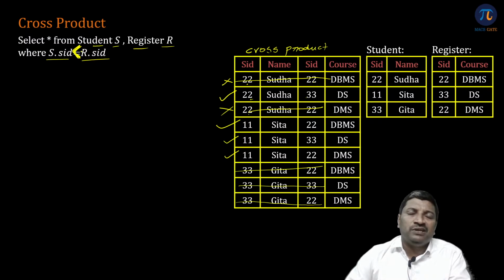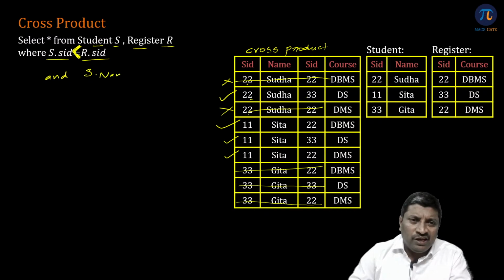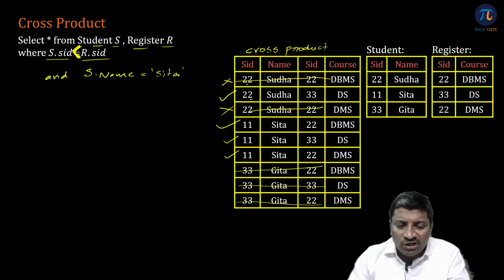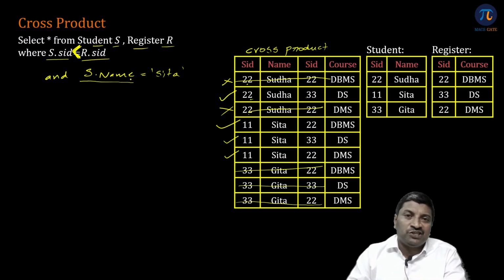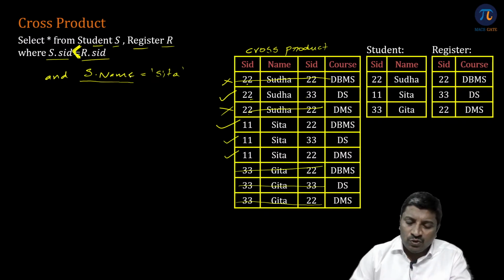So instead of equality, you can use less than, greater than, not equal, even two conditions, three conditions, any conditions. In the same query, I can write s dot name equal to Sita also. So you can add any number of conditions. Since you are dealing with two relations, you need to specify like this, like structure members in C language. S dot name, name attribute of the relation S. Hope you understood it.